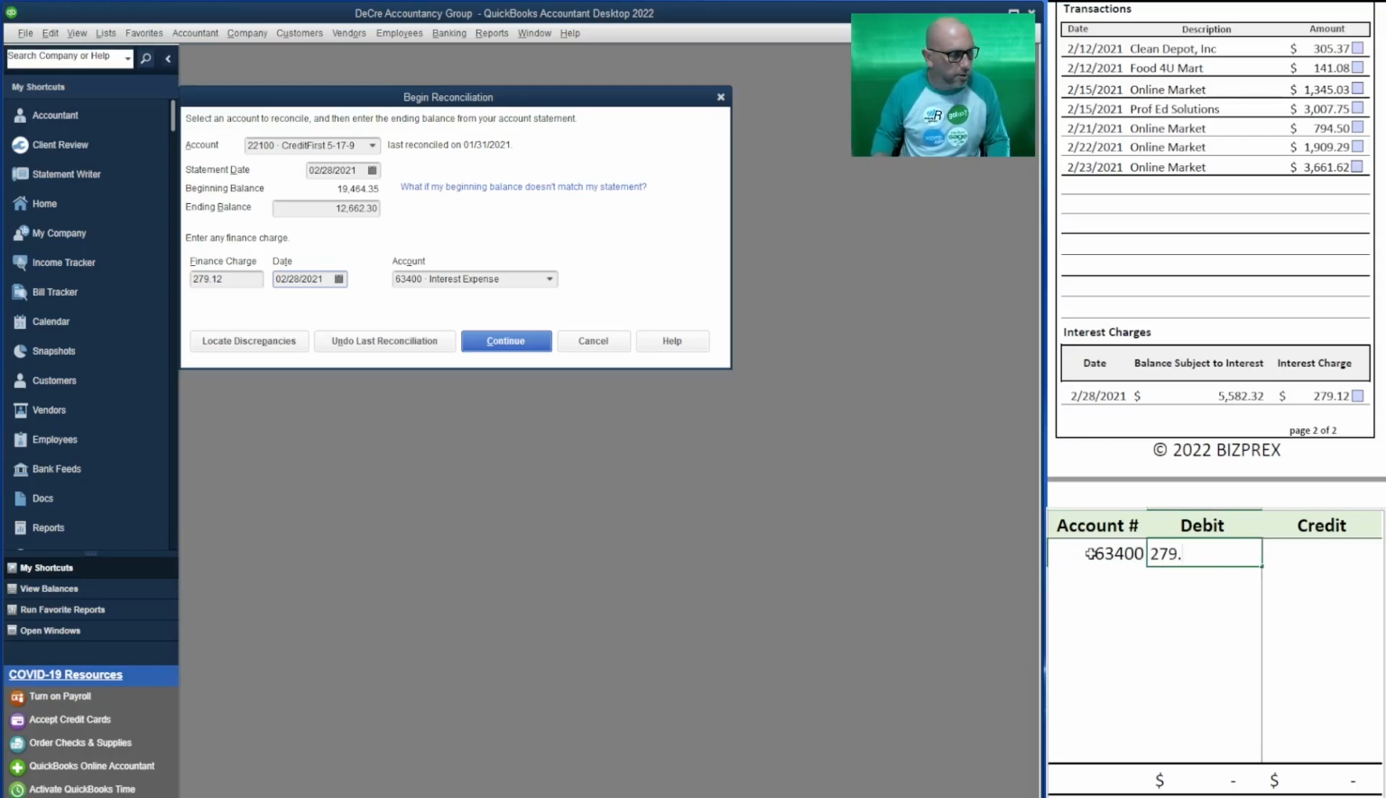Expenses go up when debited, right? And this amount will be added to our credit card balance, thus increasing it, and credit card is a liability. Liabilities go up when credited. So debits and credits are in balance. This amount right here is a credit to account 22,100 and a debit to account 63,400.